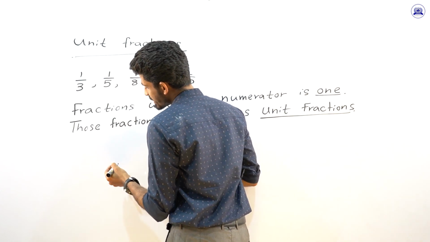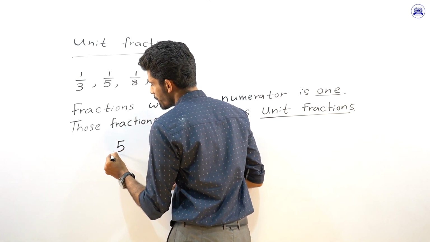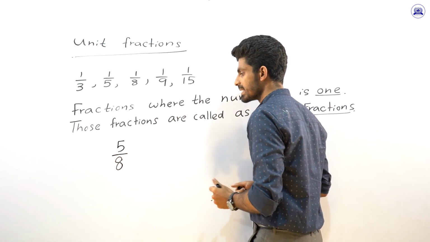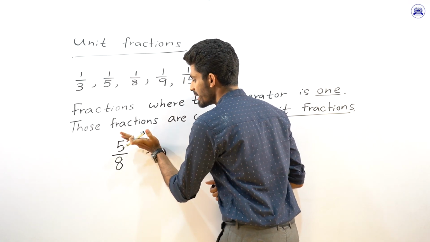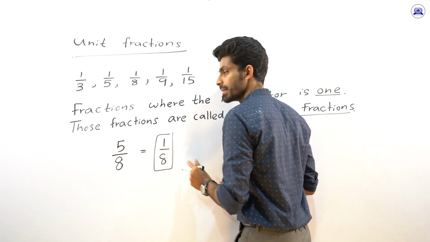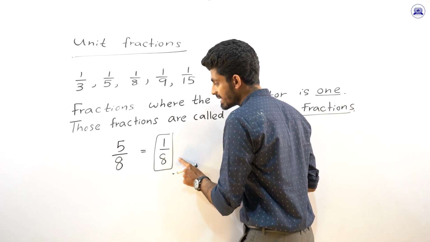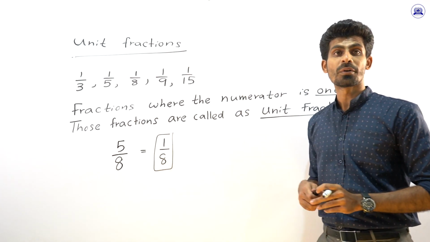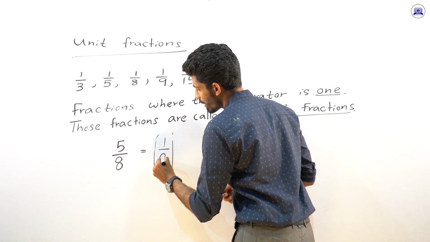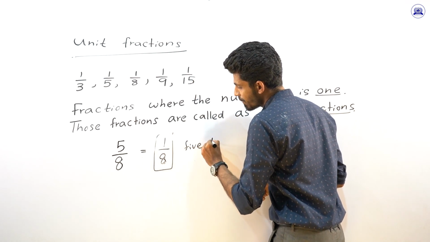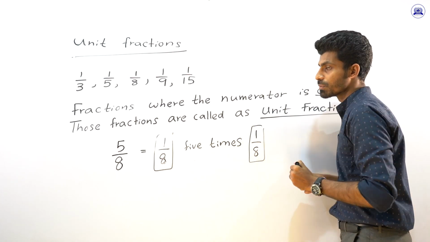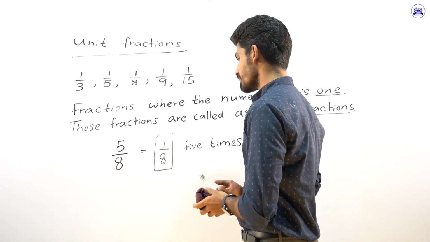Shall I give you an example? Look at this: 5/8 is equal to 5 times 1/8. That means 5 times 1/8.